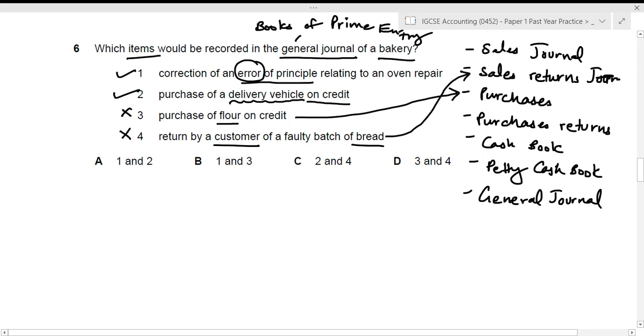So there are two entries that should go in the general journal, which are 1 and 2, and the option says A should be the right answer. So I hope you have understood this question. Even if you didn't understand all points, you must have understood something. And as always, something is better than nothing.